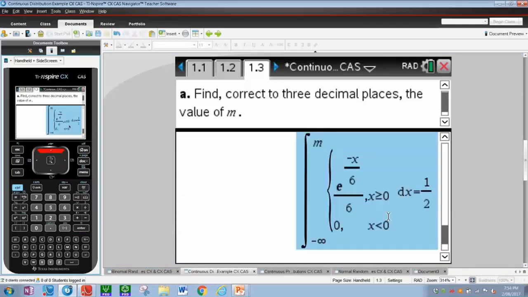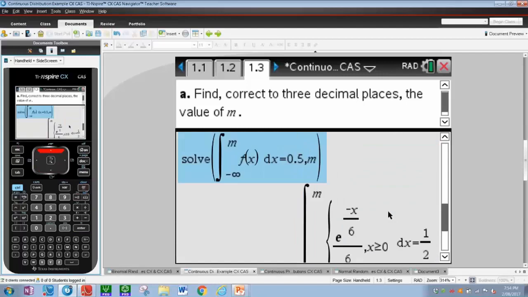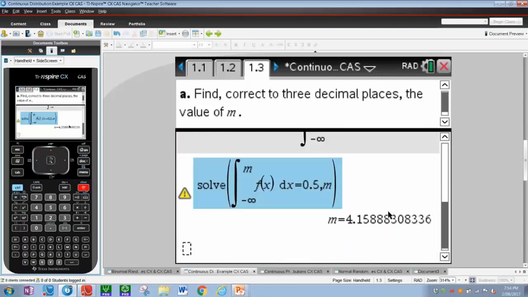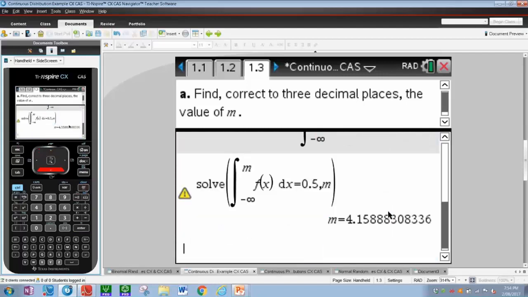Now, what happened there? There we go. When I solved it approximately, I ended up with m equals 4.15. So as our conjecture had before, the median was somewhere between 4 and 4.5, which is exactly what we're seeing over here. What I'll quickly do is switch over to the CX.